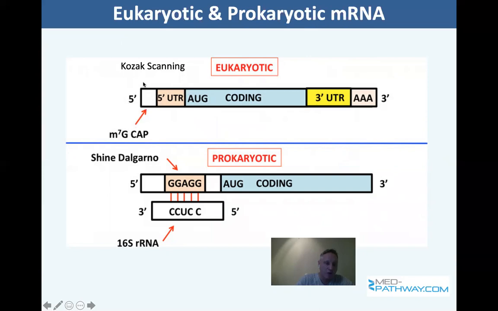This cap serves to actually recruit ribosomes, and then the ribosomes do Kozak scanning where they diffuse in 2 dimensions until they find the first AUG that's in frame, and they insert methionine in there.